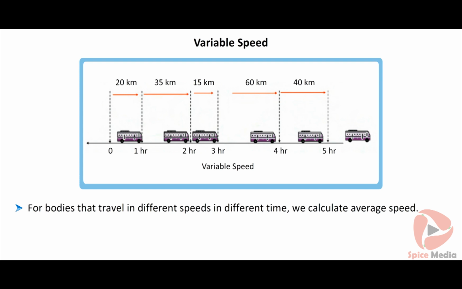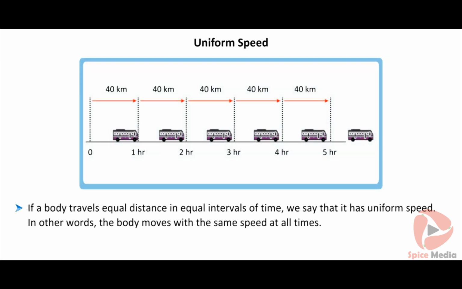For such bodies, we can calculate the average speed. The average speed of a moving object is the total distance traveled divided by the total time taken. If a body travels equal distance in equal intervals of time, we say that it has uniform speed. In other words, the body moves with the same speed at all times.